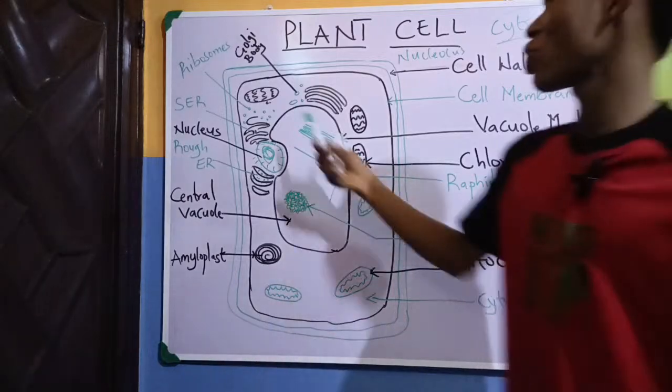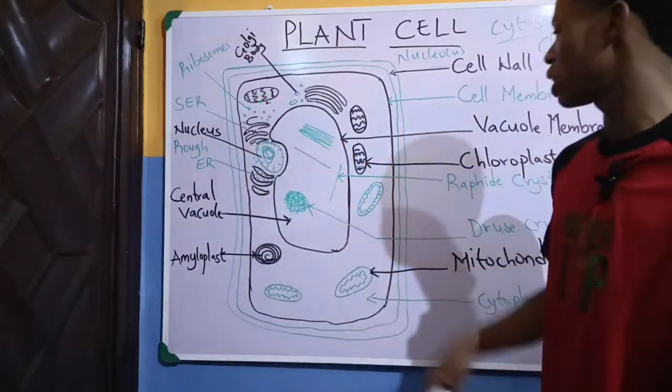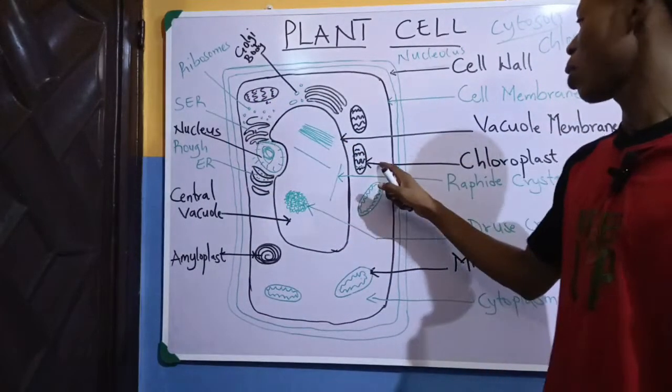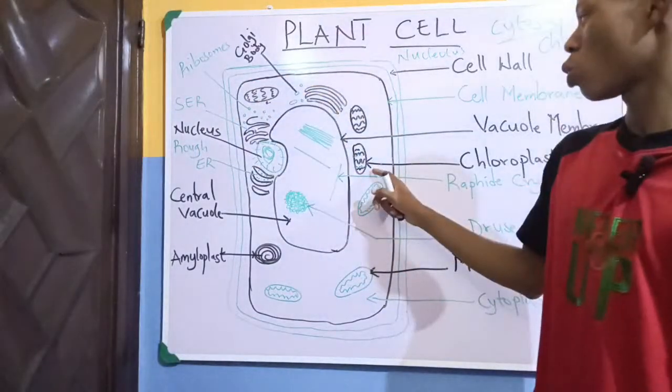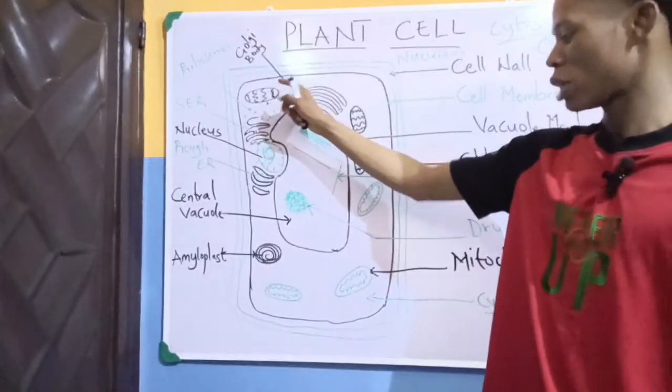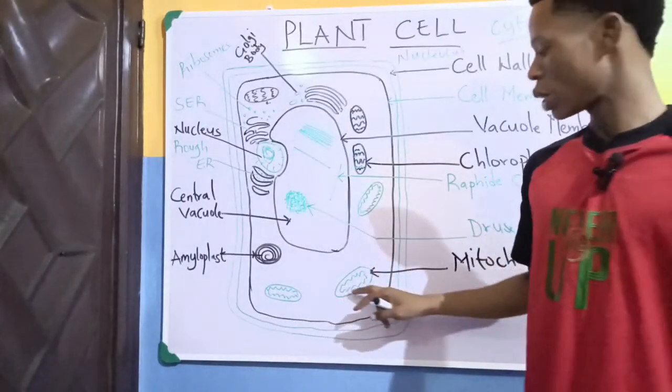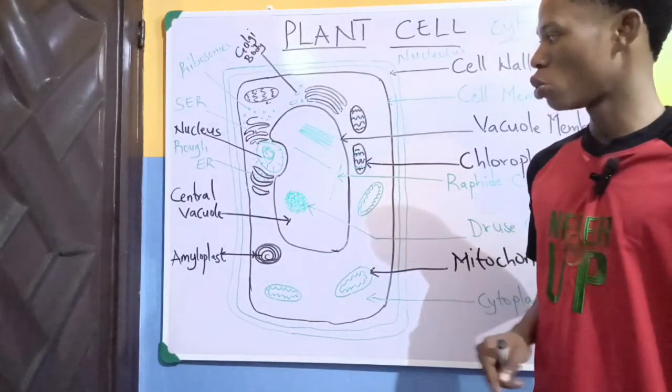Alright, so let's continue. As you can see, this thing is the same shape as this. So this is the chloroplast also, but this one is bent. So this is chloroplast, this is chloroplast, this is chloroplast. This is mitochondria, this is mitochondria, this is mitochondria.